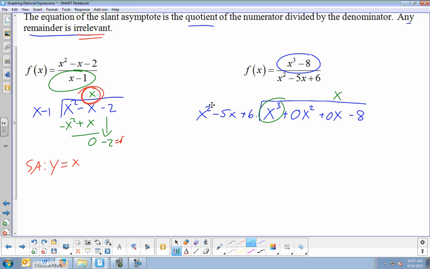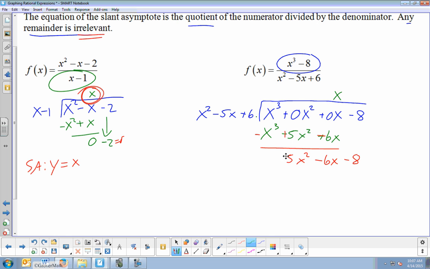It's just always the front divided by the front. X cubed divided by x squared is x, and then you distribute this x to your divisor. X times x squared minus 5x plus 6 is x cubed minus 5x squared plus 6x. Change my signs. Change, change, change. Combine. This cancels out to be 0. 0x squared plus 5x squared is 5x squared. 0x minus 6x is minus 6x, and bring down my minus 8.